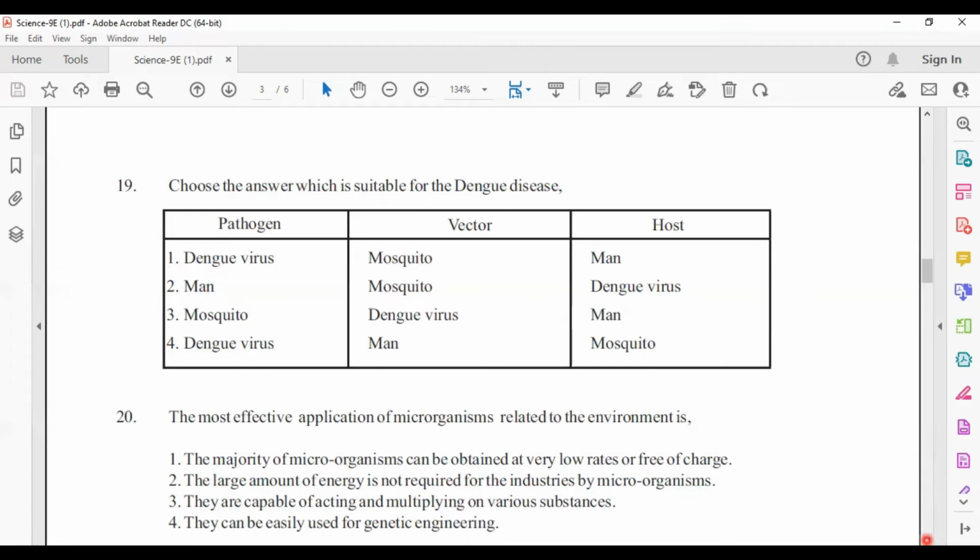Question number 19. Choose the answer which is suitable for the dengue disease. In the dengue disease, the pathogen is the dengue virus. The vector spreading the disease is the mosquito. The host is the man. The pathogen is growing on the man.